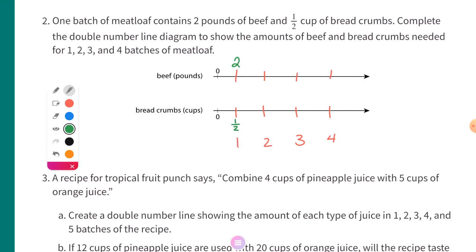What's my second set, Sophie? 4 and 1. Just 4 and 1 whole, because 1/2 plus 1/2 is 1 whole. Okay, Jude, what's the next set? 6 and 1 and 1/2.